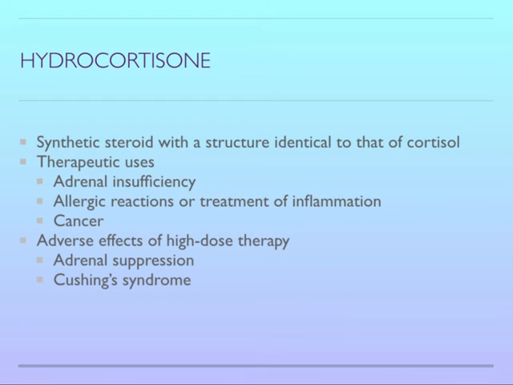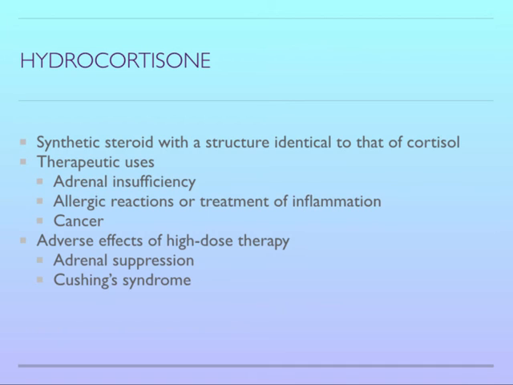So let's just talk about hydrocortisone. This is a synthetic steroid with a structure that's very similar or identical to normal cortisol. We use it in adrenal insufficiency. We also use hydrocortisone for allergic reactions or the treatment of inflammation. It can also be used in cancer therapy. The adverse effects of high-dose therapy of cortisone include adrenal suppression. If they're on long-standing steroids, that normal feedback system is not getting utilized, so if you were to withdraw it, that system's not working properly at that point in time. And if they're given too much, you can develop Cushing's syndrome.